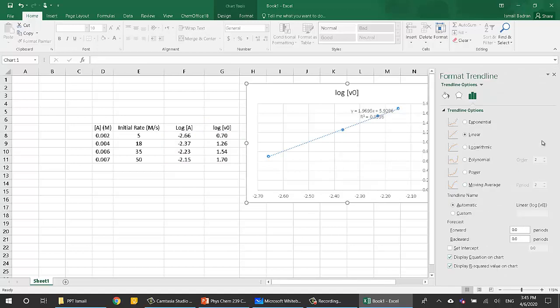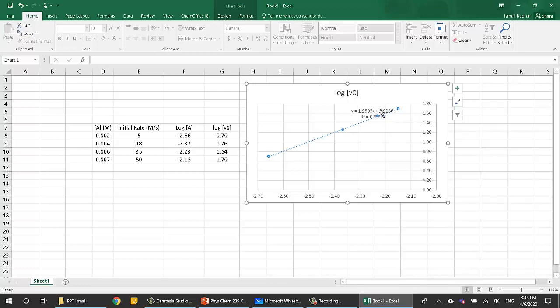You put your equation and R square value, and that will give you, let's see, this is too small. You can just click on this and change the size. Let's say 14. Sorry, I have to click on the box itself, not only one thing. Let's try this again. 14. Okay. So the slope, so this is y equals 1.9695x plus 5.9286. And the r square is 0.996.